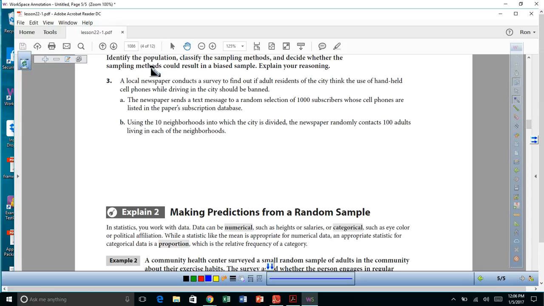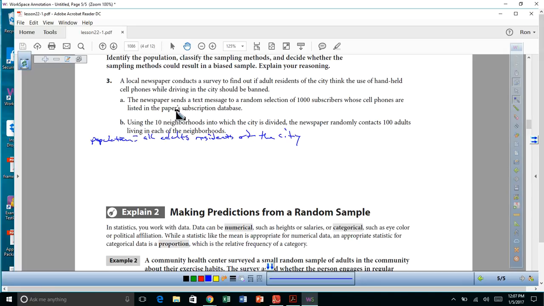All right, so let's see. Identify the population. The population would be all adult residents of the city. So the population is all adult residents of the city.